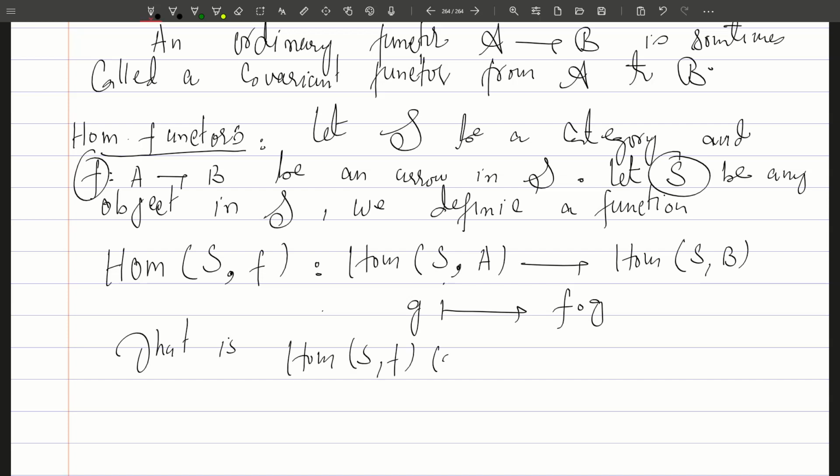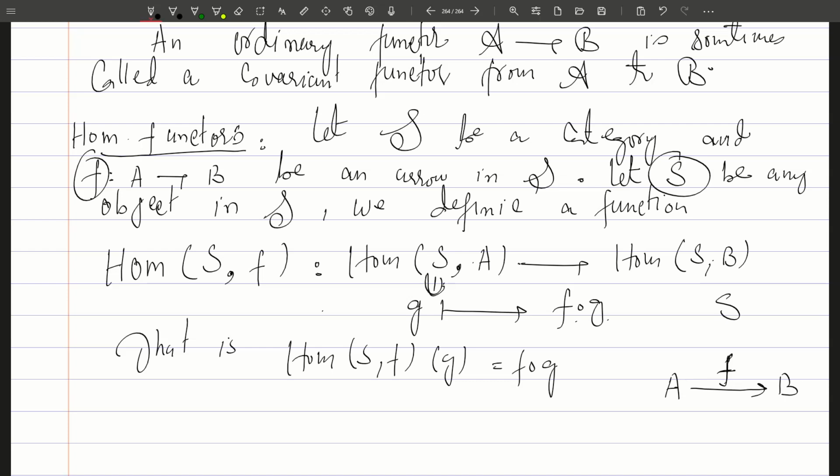Hom(S, F) of g is actually F composite g. So that means if g is a morphism from S to A, then F composite g is a morphism from S to B. One can view this from this diagram. We have an object S, an object A and an object B, and an arrow between A and B, which is the map F.